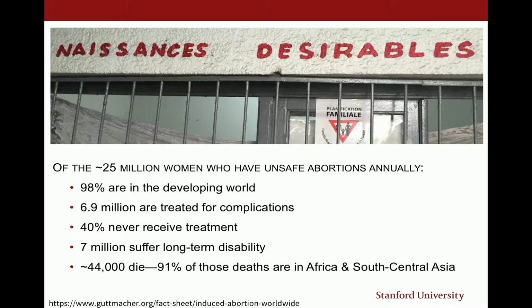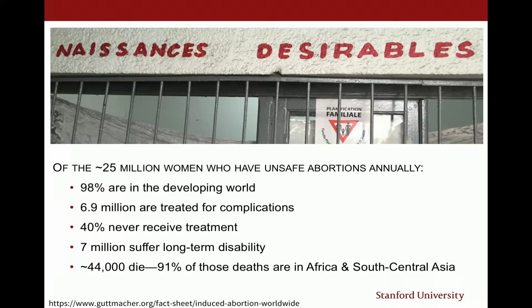And this could be something like an infection they develop related to the procedure that then goes on to cause long-term infertility or sterility. They may have a fistula develop from an unsafe surgical procedure. There's any number of long-term sequelae that can develop.